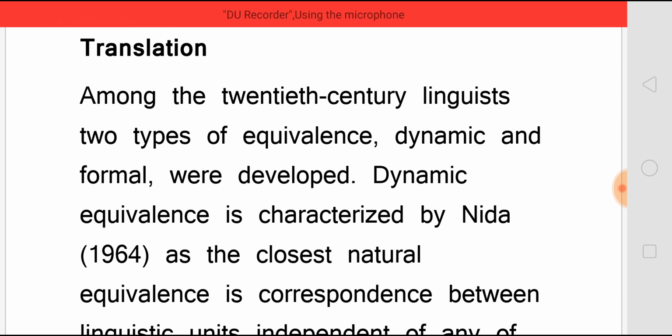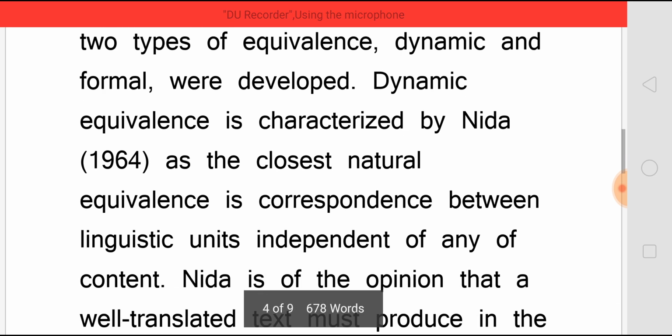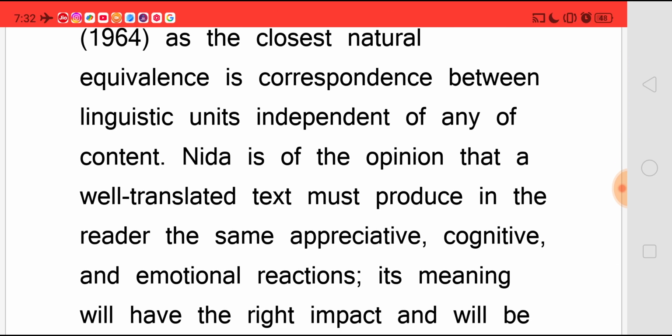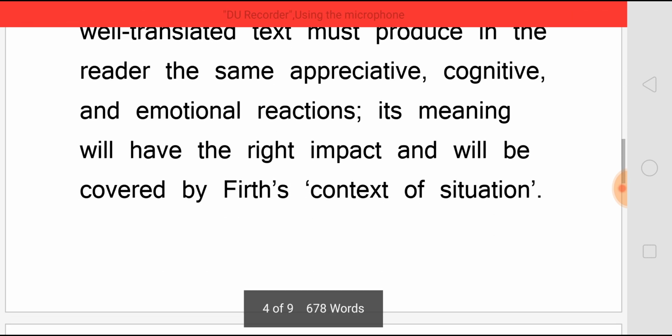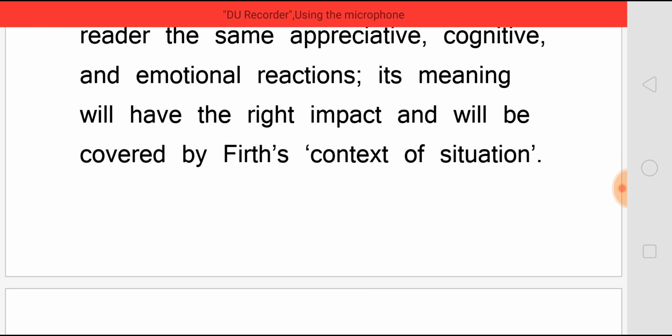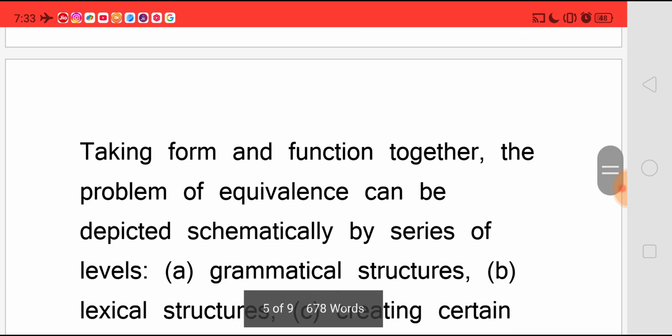Among the 20th century linguists, two types of equivalence, dynamic and formal, were developed. Dynamic equivalence is characterized by Nida as the closest natural equivalence in correspondence between linguistic units independent of any of the content. Nida is of the opinion that a well-translated text must produce in the reader the same appreciative, cognitive and emotional reactions. Its meaning will have the right impact and will be covered by Firth's context of situation.